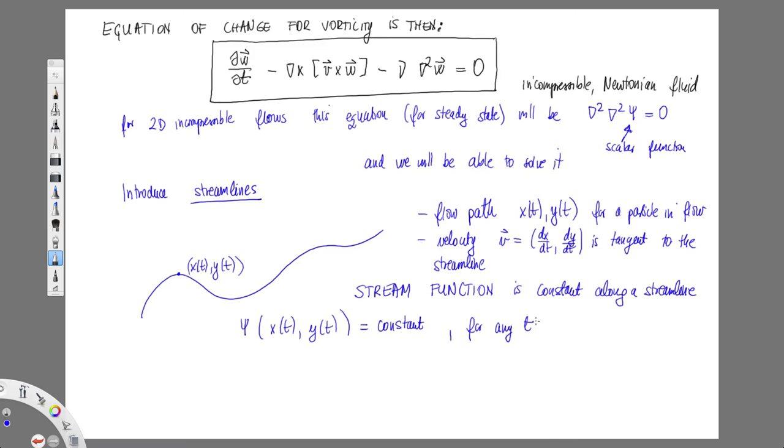So I'm going to try to figure out what the stream function, what could be a possible definition based on this requirement. Okay. So this, if I take a total derivative, means that dpsi dt is equal to zero. Well, by definition of total derivative, this is what? Gradient of C dot dx dt, dy dt. So that's basically partial C partial x dx dt plus partial C partial y dy dt.